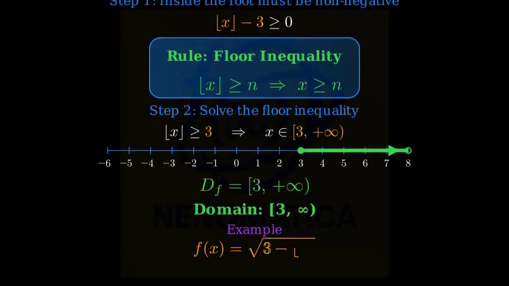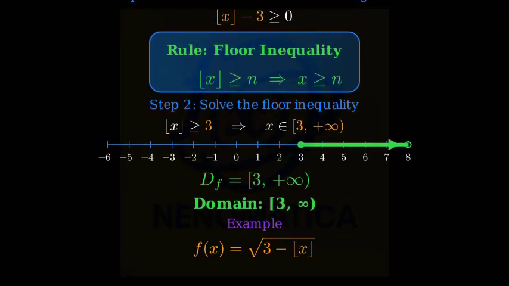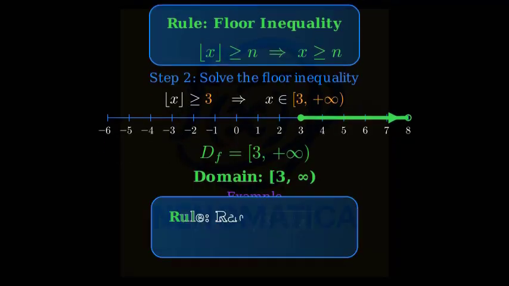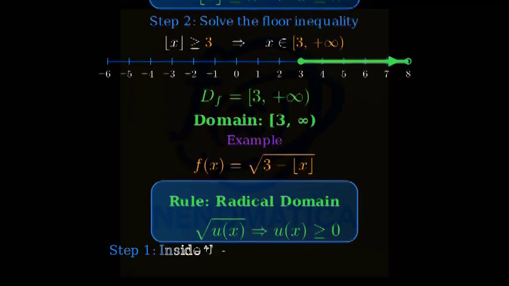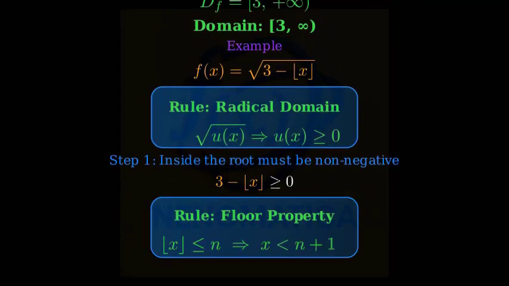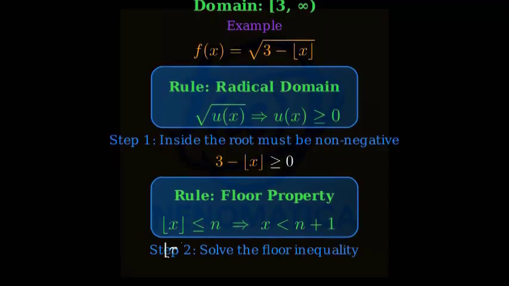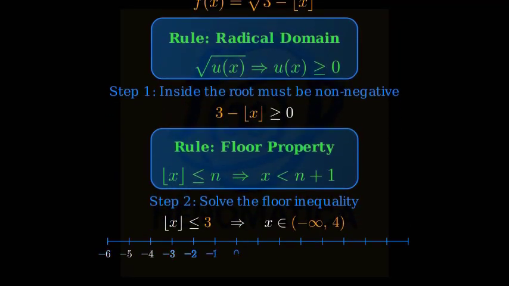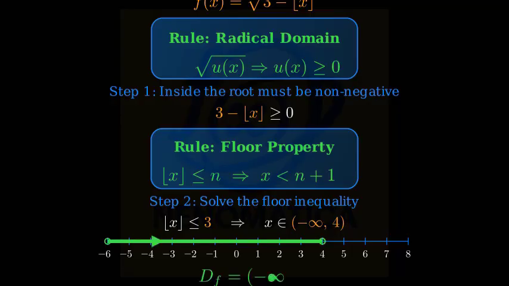So the domain is the interval from 3 to infinity, including 3. Example, the function is f of x equals the square root of 3 minus floor of x. Use the same radical rule. Set 3 minus floor of x greater than or equal to 0. So floor of x is at most 3. That means x must be less than 4. Let's show that on a number line. The domain is the interval from negative infinity to 4, not including 4.